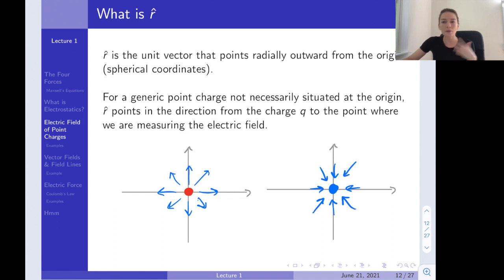Okay. Now, if we have a point charge that's not situated perfectly at the origin, the r hat just means that it's the unit vector that points from our charge to whatever point we're measuring the electric field at. So if we want to find the electric field at this position over here, all that means is that r hat is just the vector in this direction. So this would be our r hat direction here. It's just from your charge to the point where you're measuring the electric field. That's all your r hat means for just some general point charge situated anywhere.